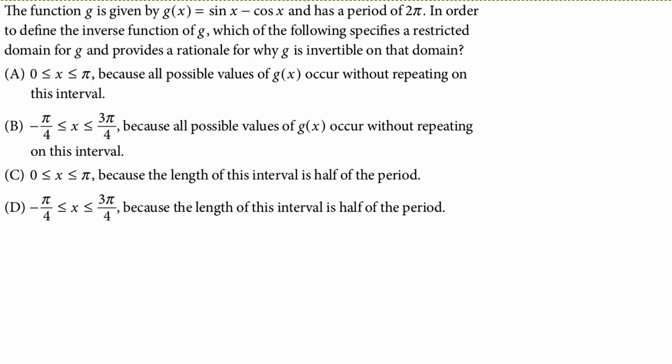Here we have a nice little function about the inverse of trig functions. And so we have the function g, given by g of x equals sine of x minus cosine x, has a period of 2 pi. In order to define the inverse of g, which of the following specifies a restricted domain for g, and provide the rationale for why g is invertible on that domain.